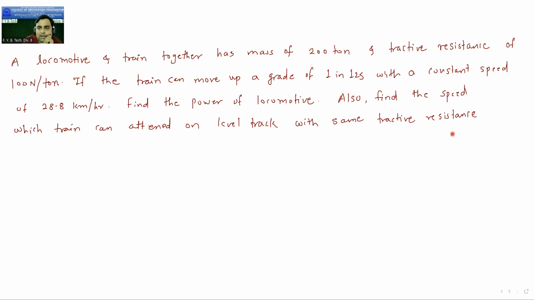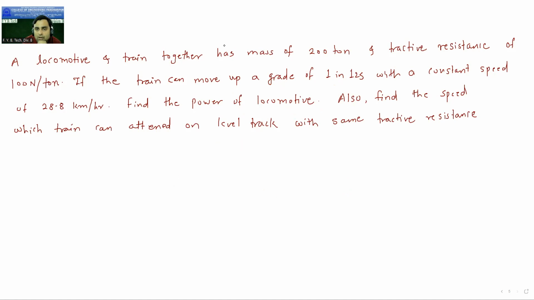पहिल्यांदा काय सांगितलं त्यांनी, ट्रेनचे तुम्हाला डिटेल्स दिले. ट्रॅक्टिव्ह रेजिस्टन्स मीन्स फ्रिक्शनल फोर्स. Write it down somewhere. Tractive resistance means it is the frictional force. Okay. If the train can move in a grade, slope दिलेला आहे with a constant speed, find the power of locomotive. हा फर्स्ट पार्ट झाला. आणि परत ही ट्रेन जी आहे ती इन्क्लाइन प्लेन वर न जाता जर लेवल प्लेन वरती असली असती त्याच कंडिशनला, तर त्याची वेलोसिटी काय असली असती, असा क्वेश्चन तुम्हाला विचारलेला.